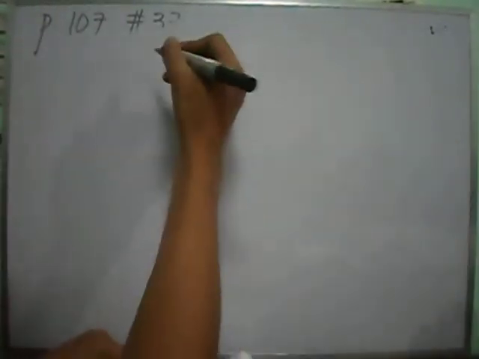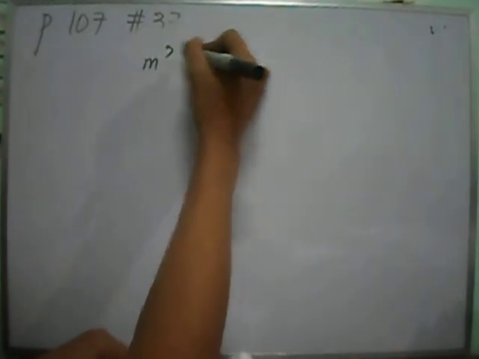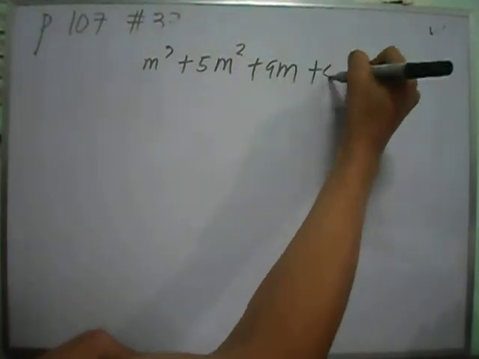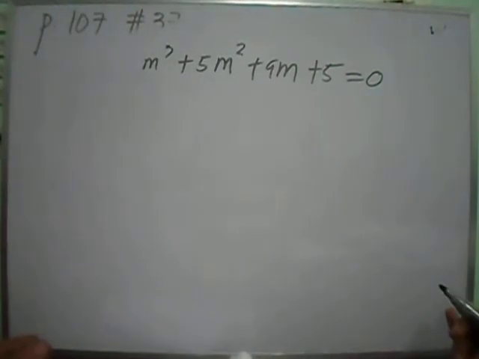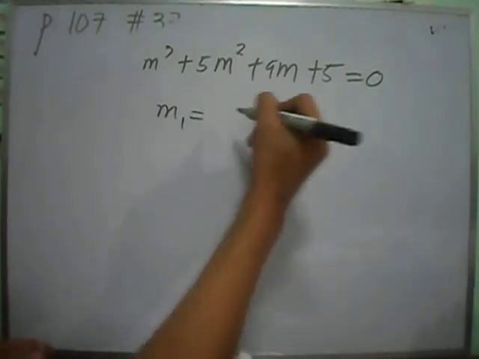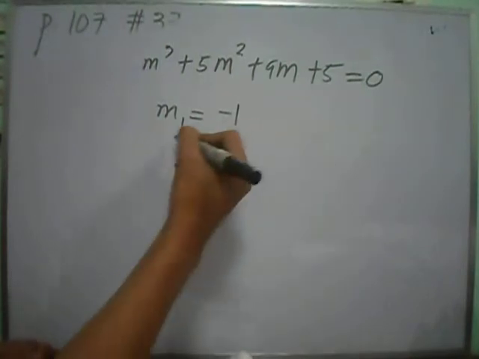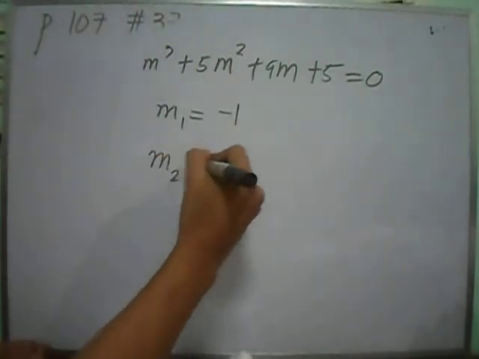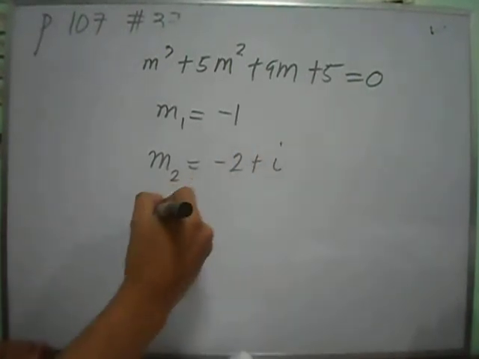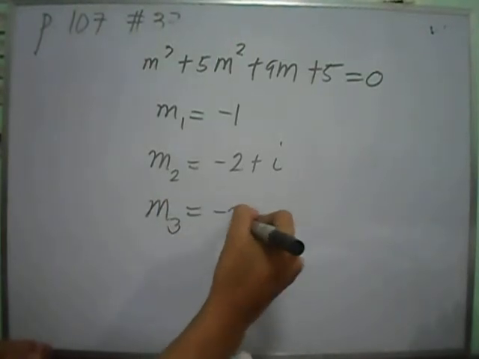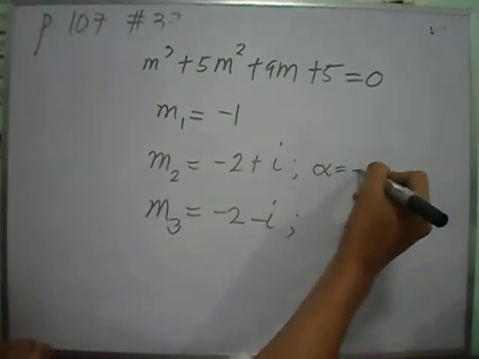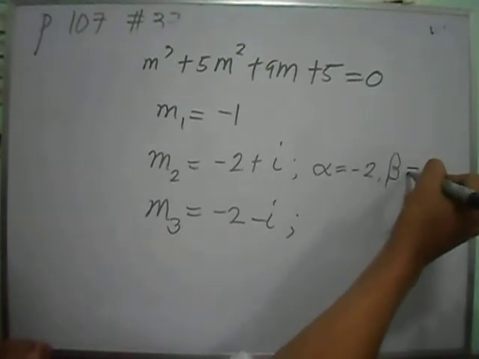Now, when we get the roots of m cubed plus 5m squared plus 9m plus 5 equals 0, we have one real root and two imaginary roots. We have m1 equal to -1, the second root m2 equal to -2 plus i, and m3 equal to -2 minus i, identifying that alpha is equal to -2 and beta is equal to 1.